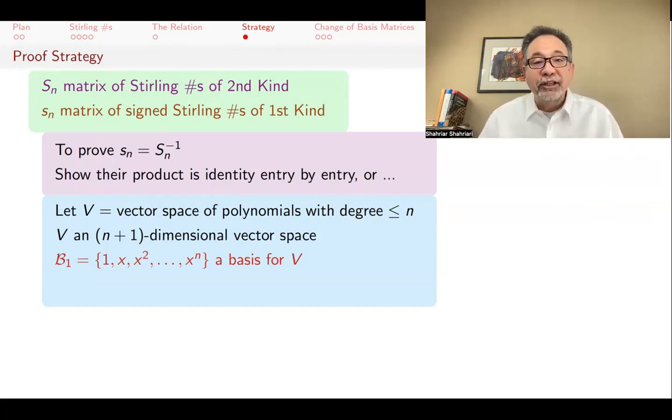All that means is that these are linearly independent. You can't get any one of them. All of them are necessary. You can't get any one of them from any of the other ones. And every polynomial of degree less than or equal to n is a linear combination of these.